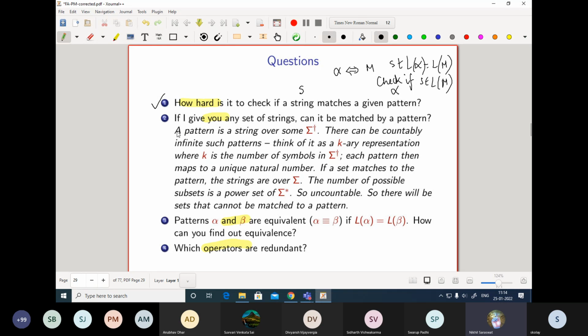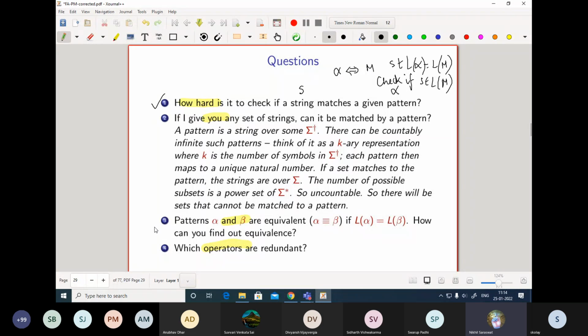Second question, we have sort of a hint, but what you learn after this is going to make it clearer that if you give me any language, there are languages where you cannot find a pattern or a regular expression matching to that language.